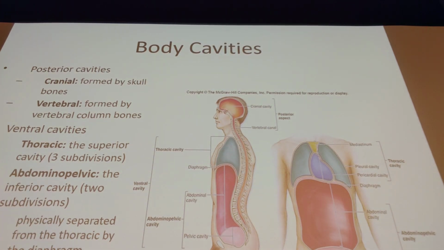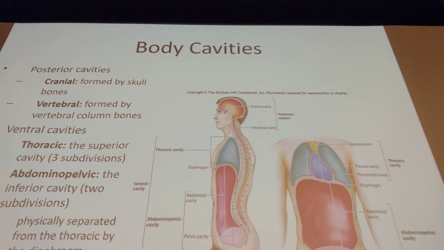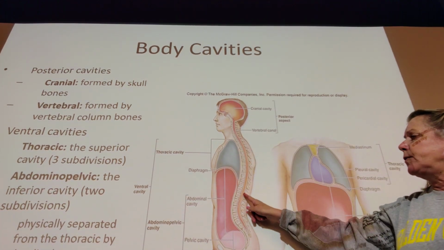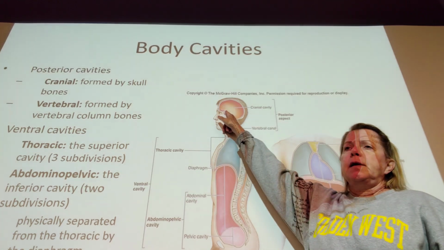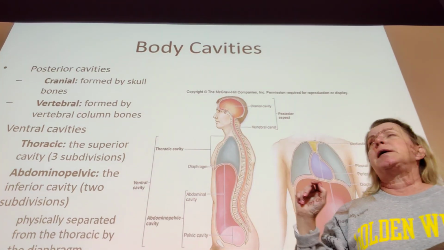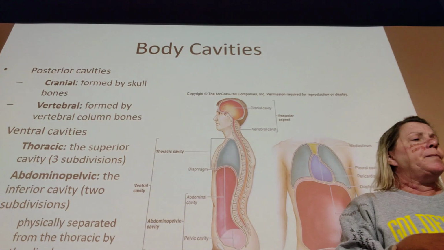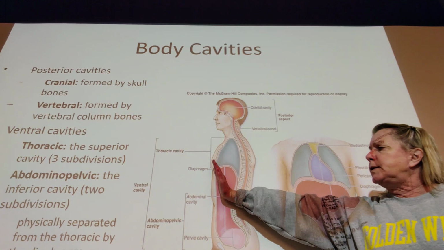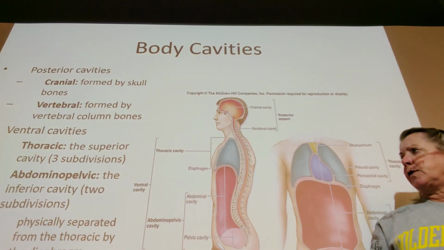Next thing I want to tell you about are body cavities. If you look at the picture here in orange, you can see that we have a posterior cavity. It consists of your cranial cavity, which is the space where your brain resides, and your vertebral canal, which your spinal cord travels through. On the anterior side, or ventral cavity side, we have a lot of subcategories.